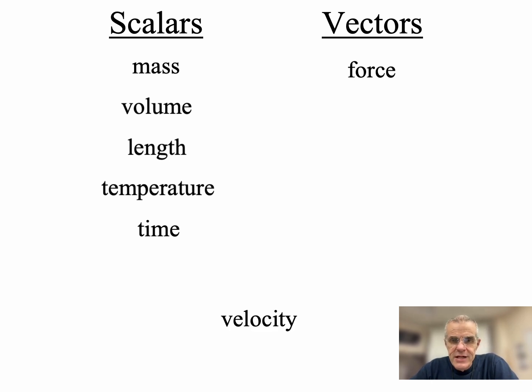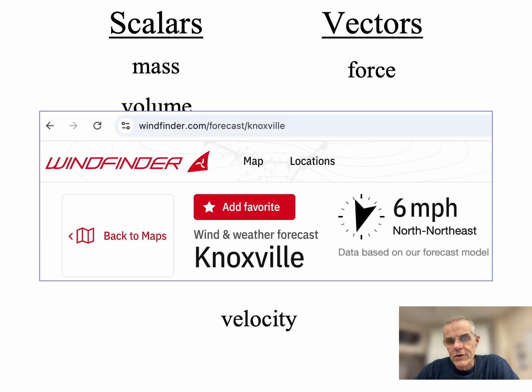Now, velocity is something that we study in physics. So I have an example of velocity from a weather report. So here's a little screen clip. And notice this is a weather forecast, and it shows a wind forecast of 6 miles per hour north-northeast.